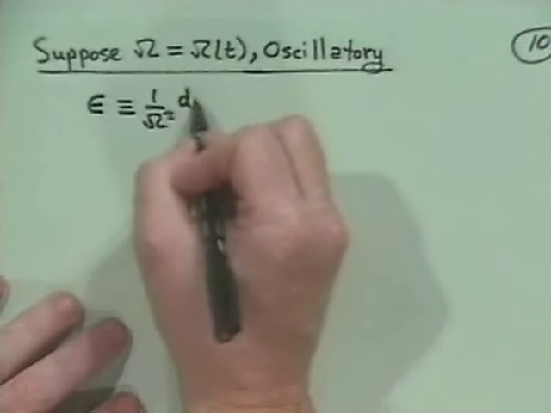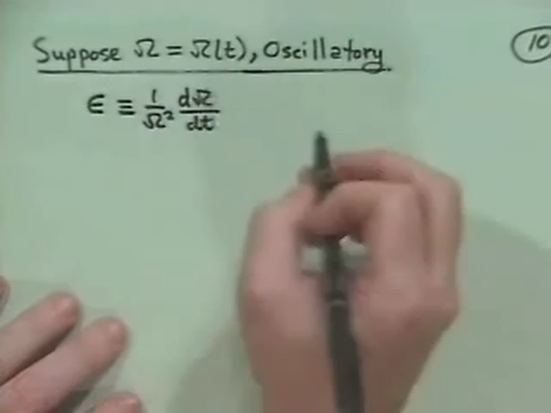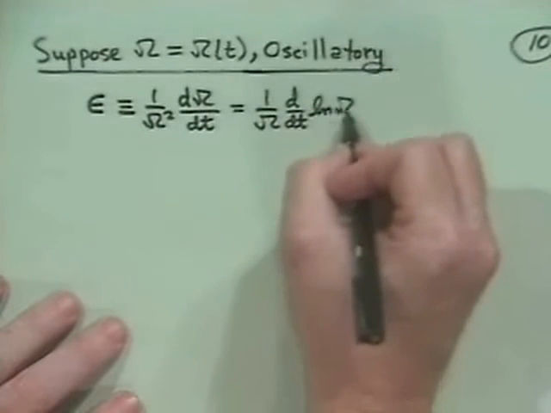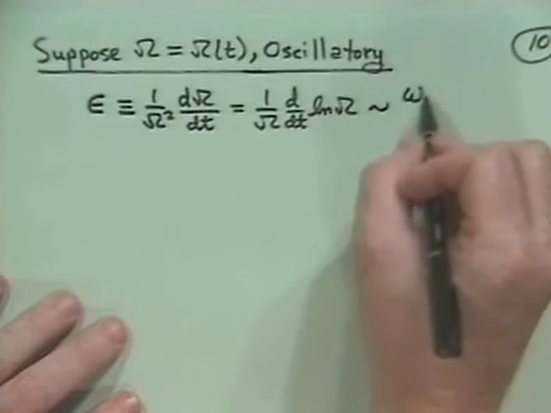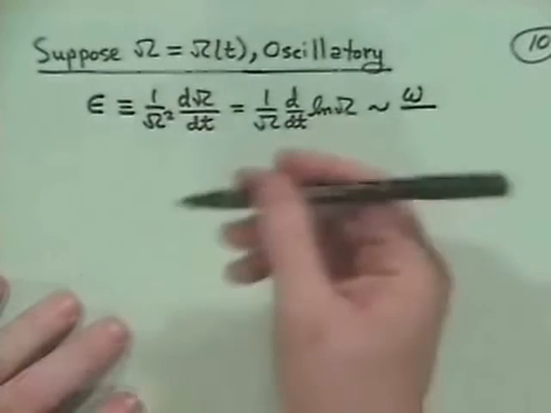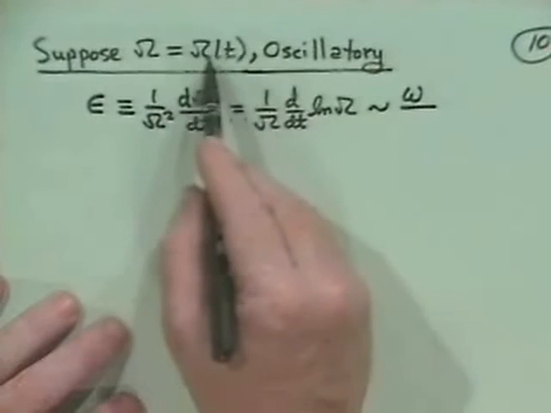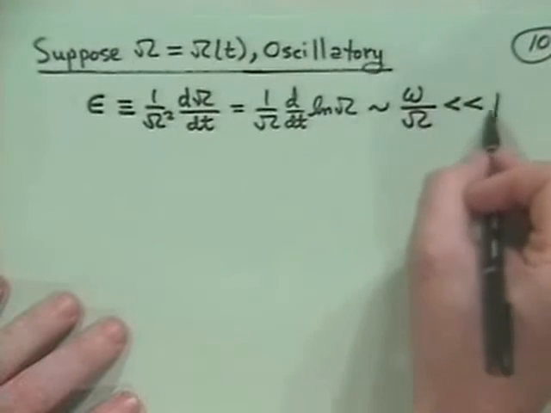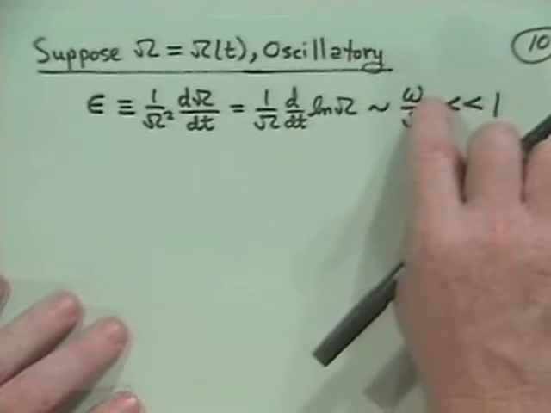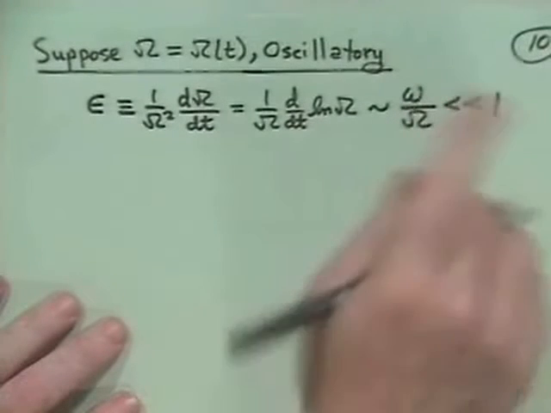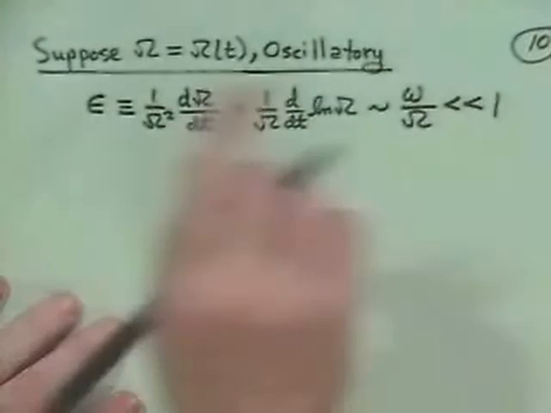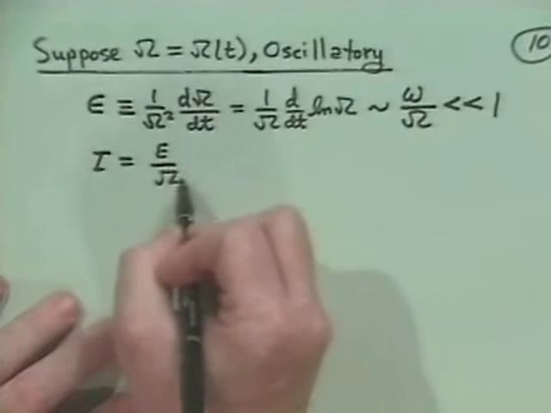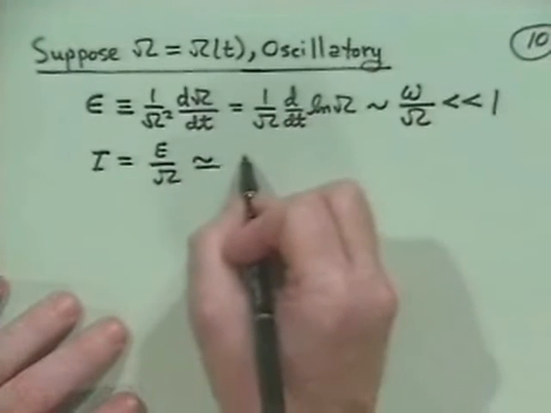Epsilon is 1 over omega squared, d omega dt. You can also write this as 1 over omega d by dt of the logarithm of omega. That's of order the frequency with which we're changing this rate of oscillation, over the gyro frequency. So what we have in mind is the bounce frequency over the gyro frequency. We're oscillating this way, and then more slowly we're bouncing back and forth. Then it turns out I, equal to energy per unit frequency, is still approximately constant.